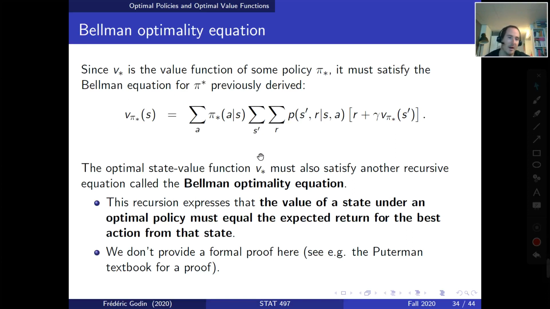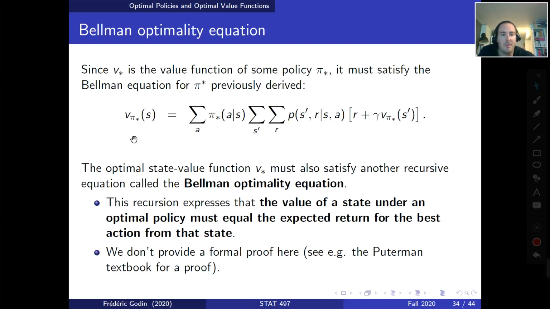I invite you to review the previous video for the Bellman equation, but this is simply the Bellman equation associated with policy v pi. So this is one equation that must be satisfied by the optimal value function, but shortly in the next slides we will see a second recursive relationship which has to be satisfied by the optimal value function.